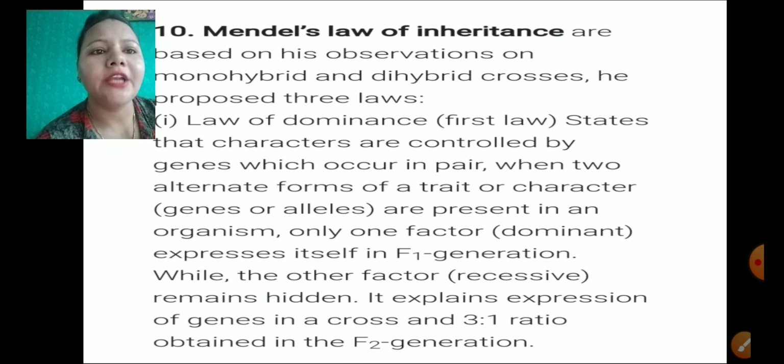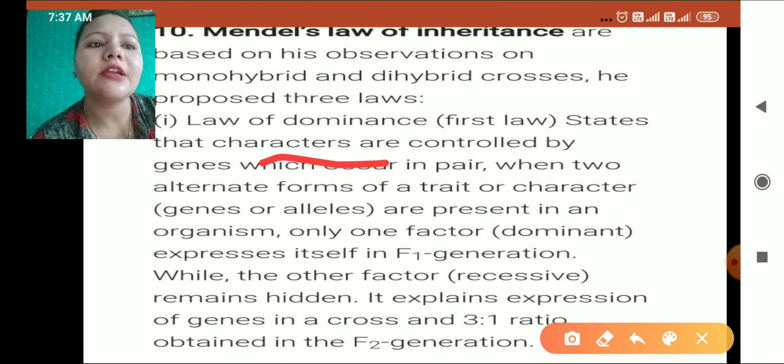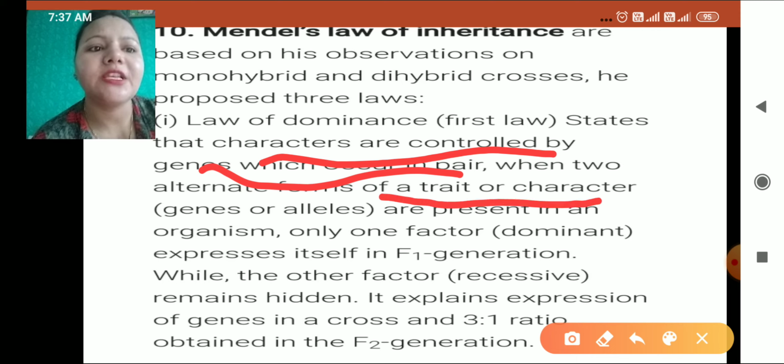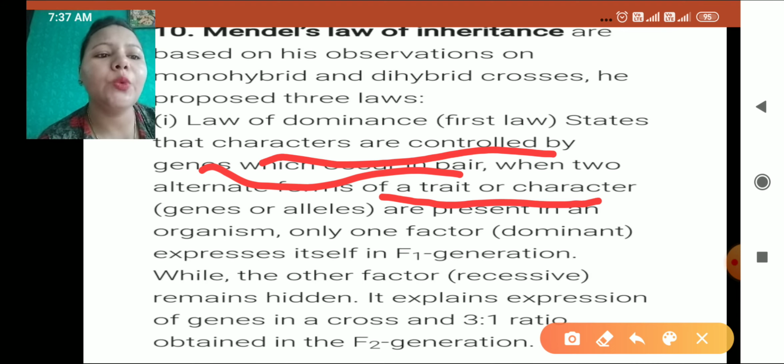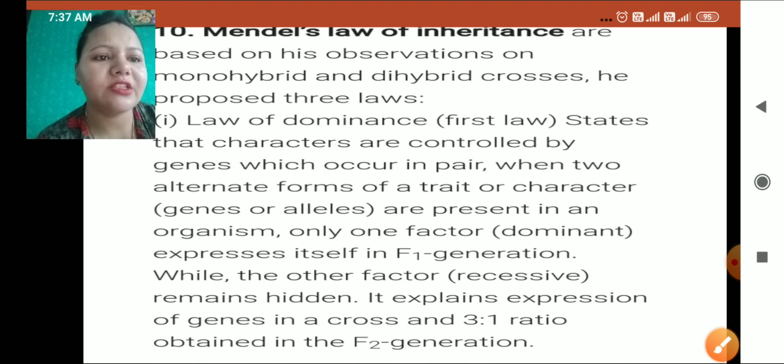Mendel's laws of inheritance. The very first law I told you is the law of dominance. This law states that characters are controlled by genes which are present in pairs. When alternate characters are present, only one factor out of these two expresses; only one dominant trait will express and the other will remain hidden, and the trait that is expressed is the dominant trait. That is the law of dominance.